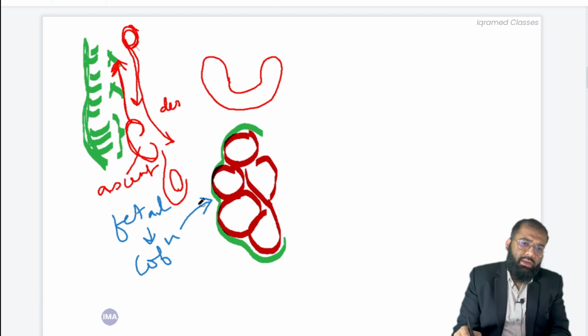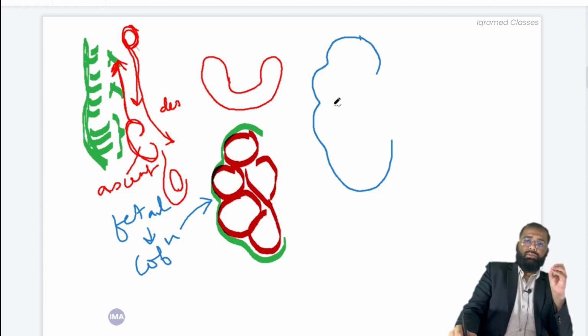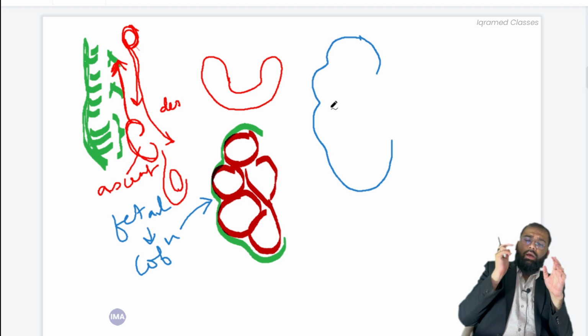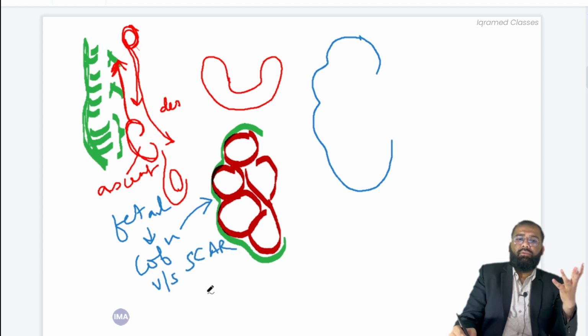Now a very important clinical thing: how do you differentiate whether it's fetal lobulation in the kidney? So the kidney looks like this. The outer surface of the kidney might look like this, which is one of the normal embryological variants, and it represents fetal lobulations. Now, how do you differentiate if it is fetal lobulation versus scar? How do you differentiate if it is not a fetal lobulation and it's a scar?